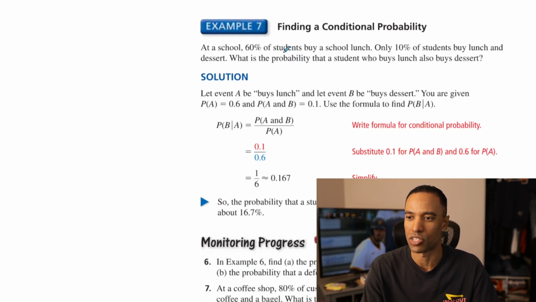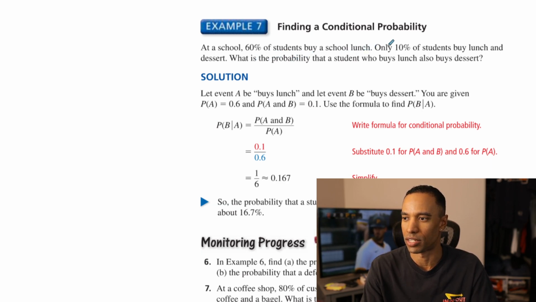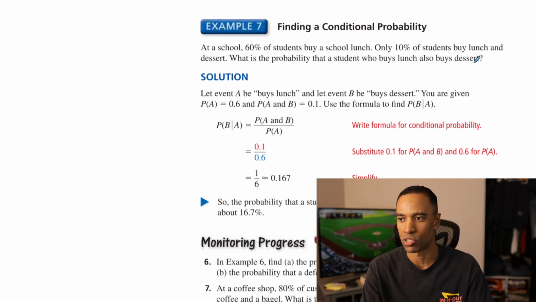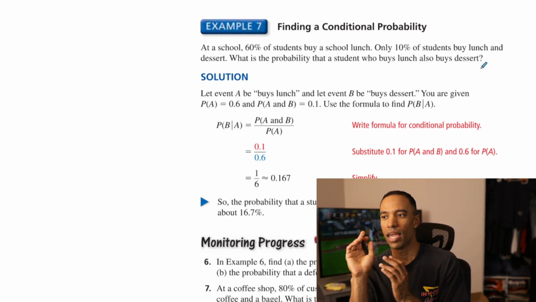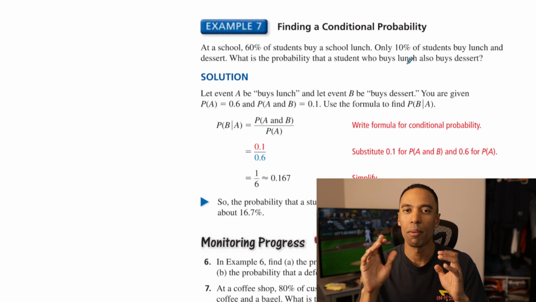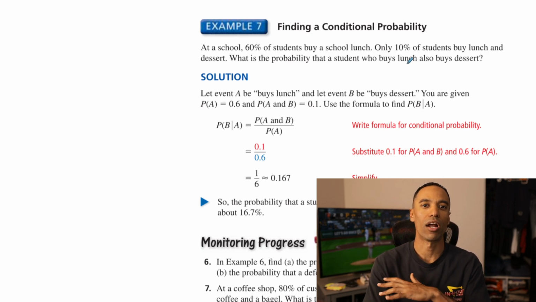Okay. Anyway, finding a conditional probability. Let's see those percentages at play. At a school, 60% of students buy a school lunch. Only 10% of students buy lunch and dessert. What's the probability a student who buys lunch also buys dessert? See, it's not just 10% because they're saying only among the students who buy lunch, not all of the students.